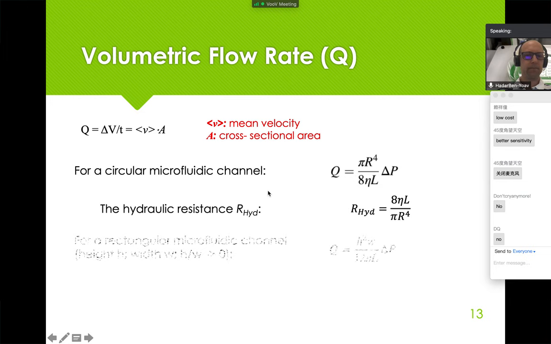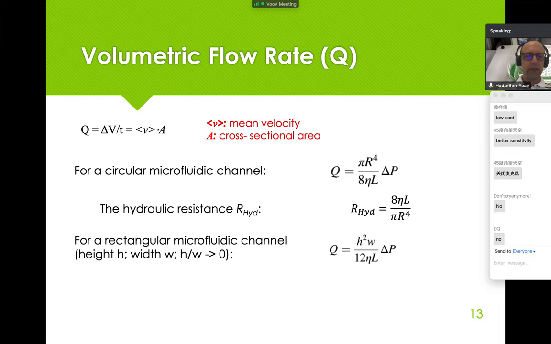So we can also solve the Navier-Stokes equation in a rectangular microfluidic channel, and this is a bit different. There are different principles, different solutions for different geometries. Any questions on this slide, on the volumetric flow rate slide? Okay.